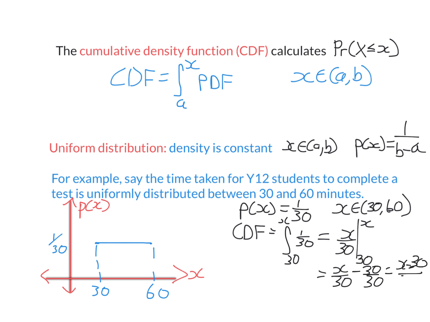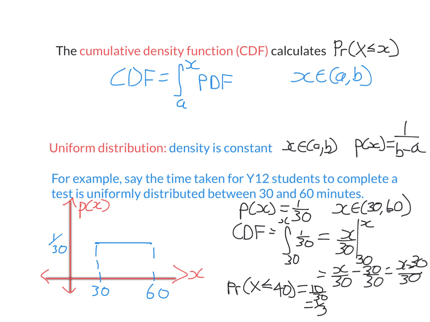So that CDF is a function that allows us to calculate the probability X is up to and including a certain value. So for example, if I wanted to calculate the probability that a student took less than or equal to 40 minutes to complete, I can just substitute x for 40. 40 minus 30 is 10, so it would be 10 over 30 or 1 over 3. That's what the CDF is.